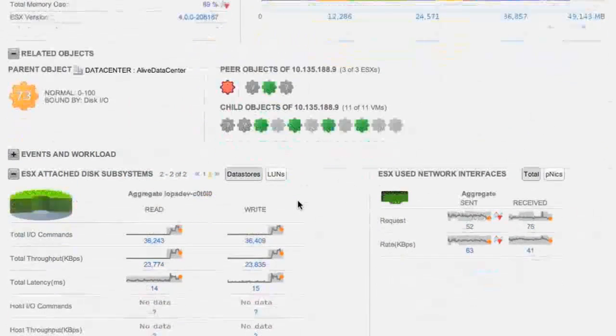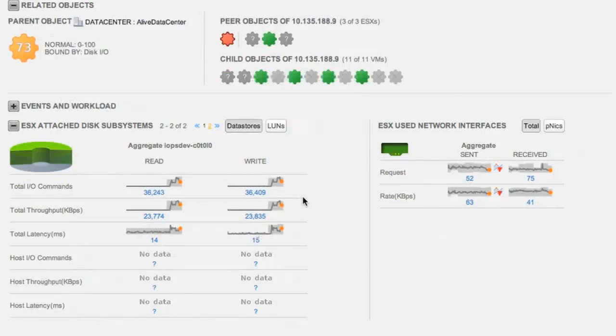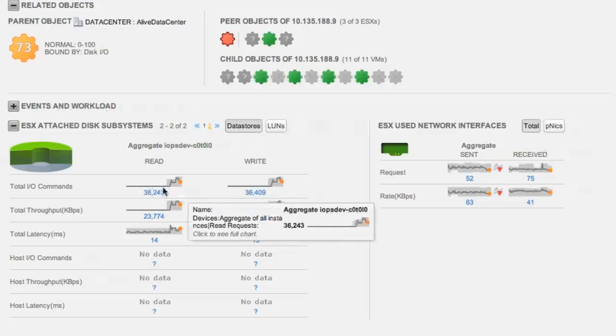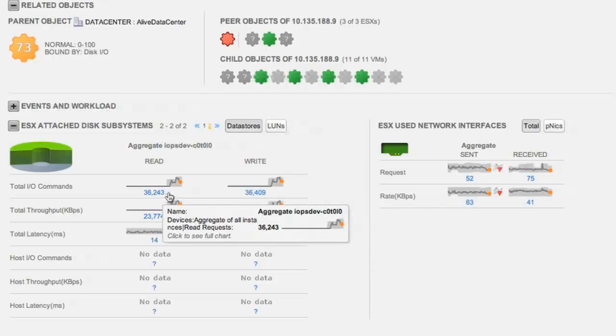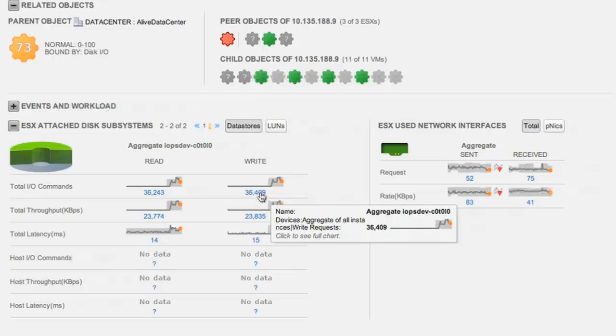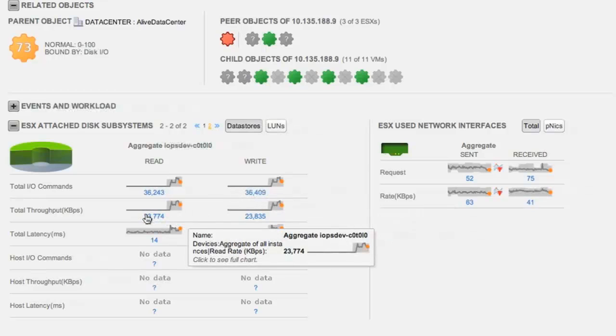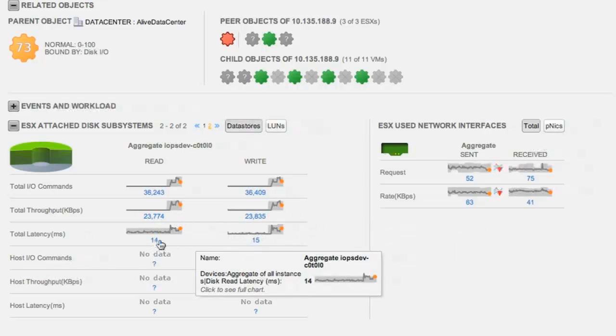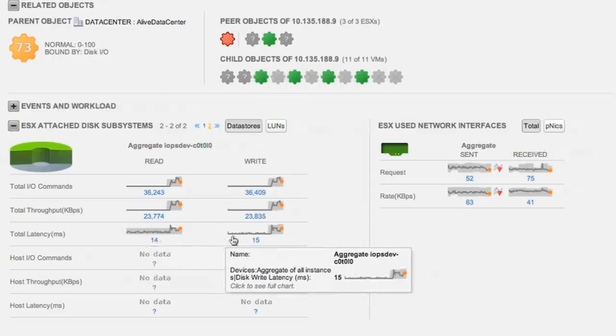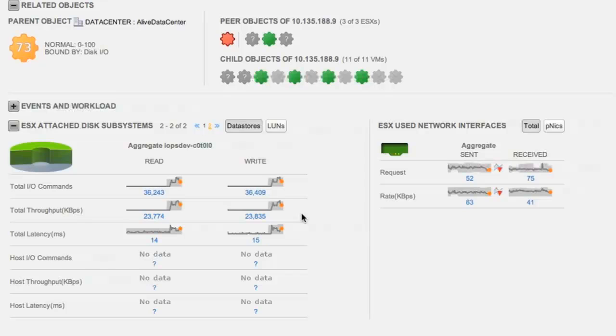But let's continue iterating. Now this data store actually looks a lot more interesting. We noticed the one before actually had pretty low total numbers. This data store here has extraordinarily high numbers. We're pushing through 36,000 IOPS on the read side, as well as 36,000 IOPS on the write side. And look at the throughput, 23 megabytes for read, about the same for write, and we see a much higher latency. This latency is possibly what's causing the issue here. Now you notice something interesting that's happened here. We see that things were pretty flat for this data store until recently when you see a spike.